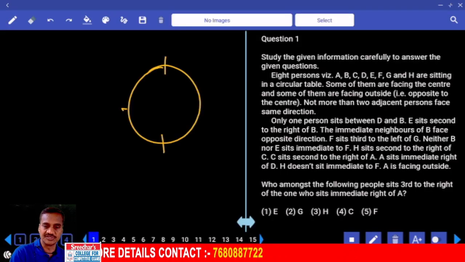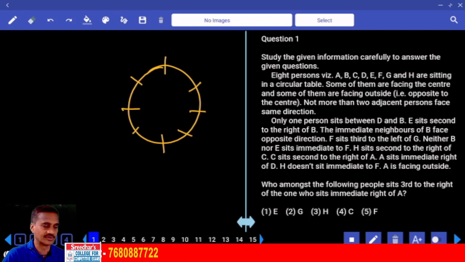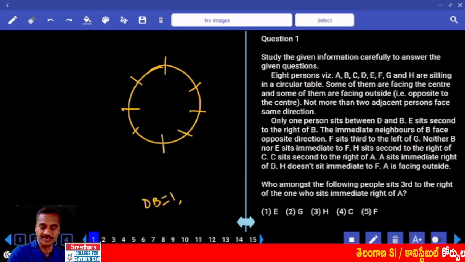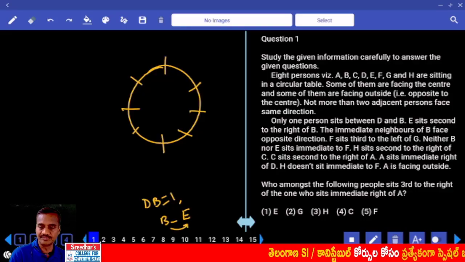These persons are seated around this circular table. Some of them are inward and some of them are outward. Then only one person sits between D and B. In between D and B, how many? One. And E sits second to the right of B.